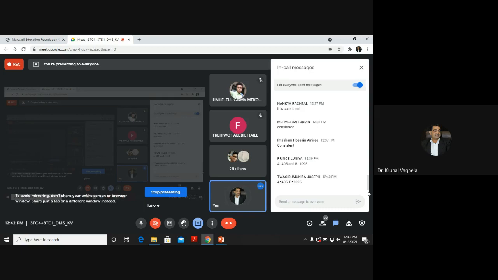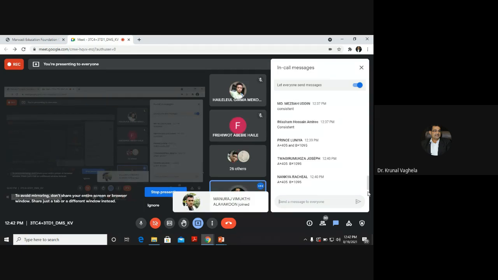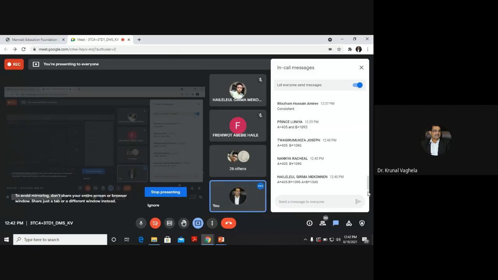So write A 405 and B 1095. Right. So again, if I run these parallelly, then also the consistency is maintained. But my question is, is this the only schedule possible? No, it can run in any fashion.